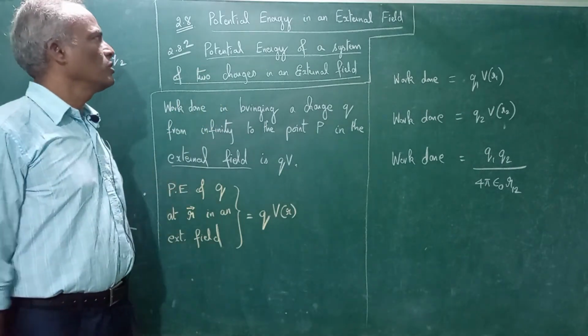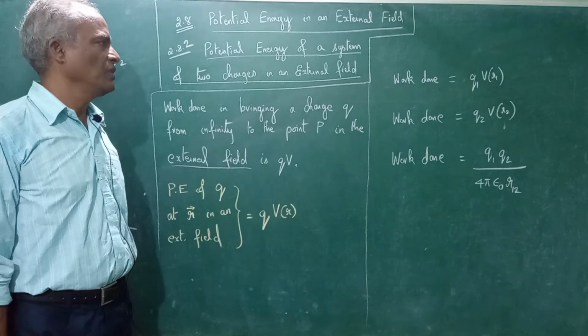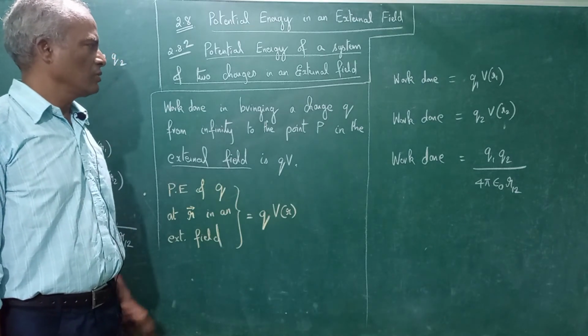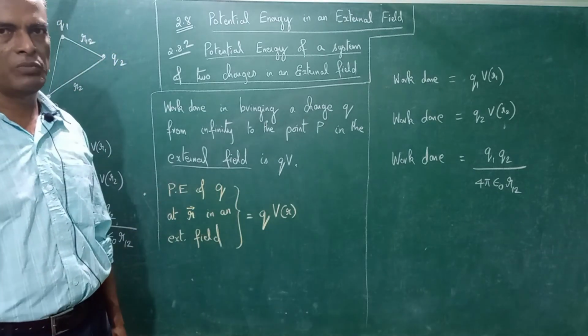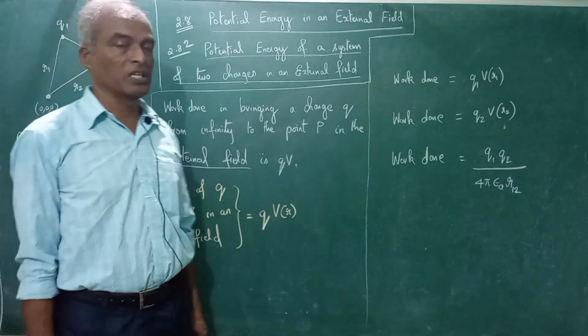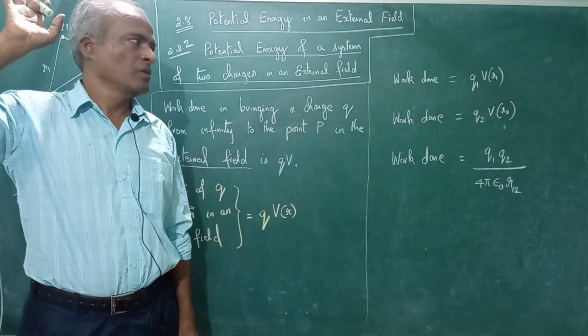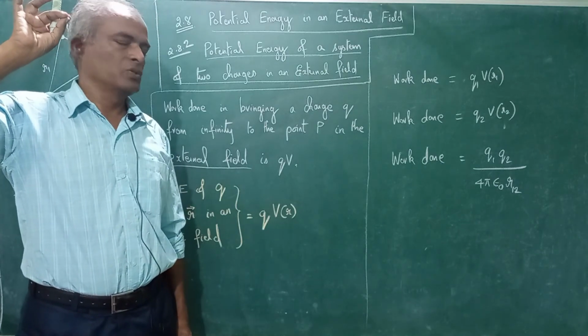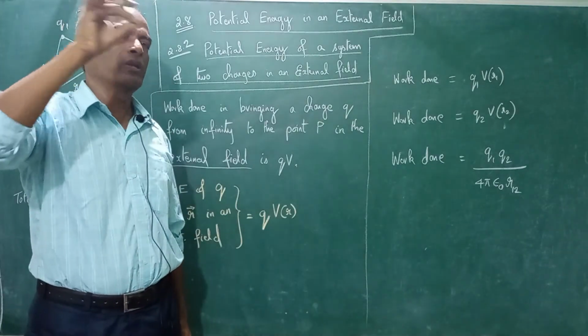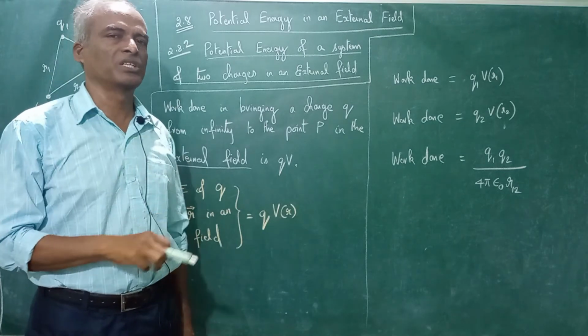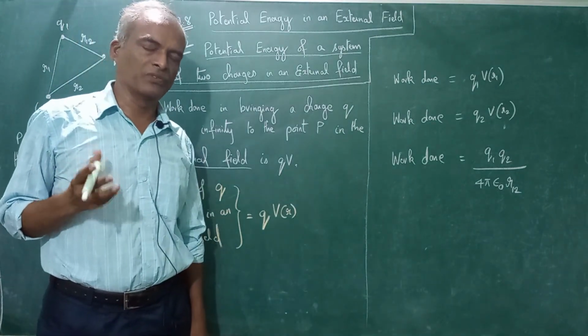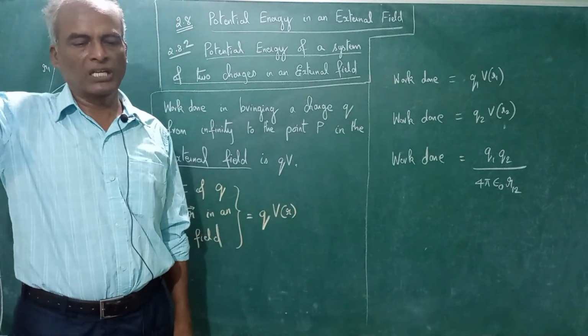So that's all about potential energy in an external field. I have told you all the important points that should be considered. The potential at infinity is considered to be 0. That is the key point. So since it is 0 at infinity, if you measure the potential at P1 and P2, it will give the potential difference with respect to the potential at infinity.